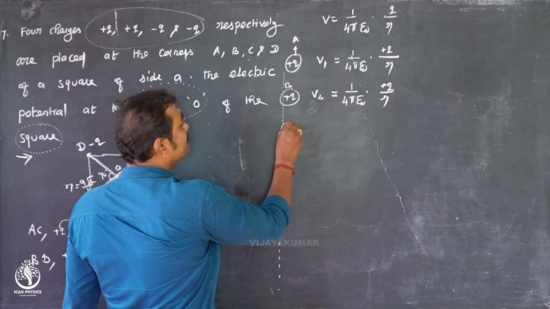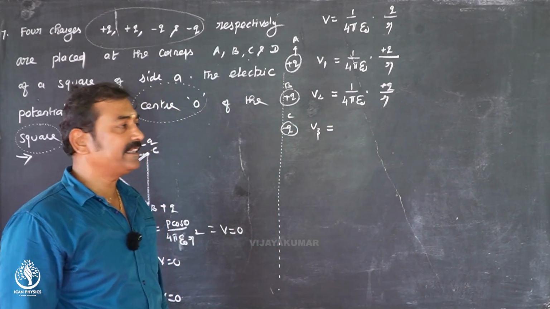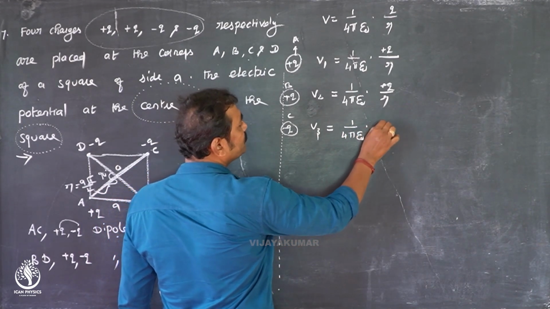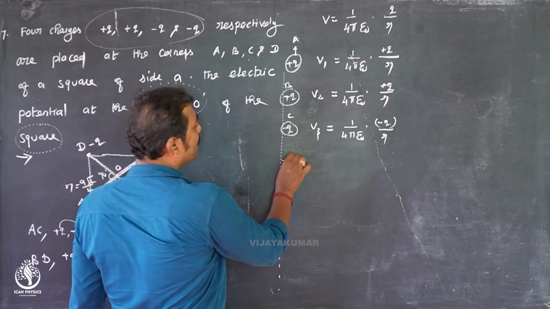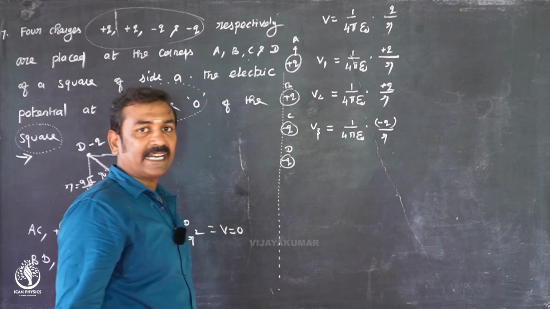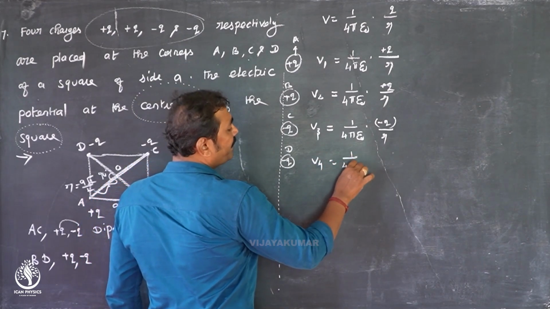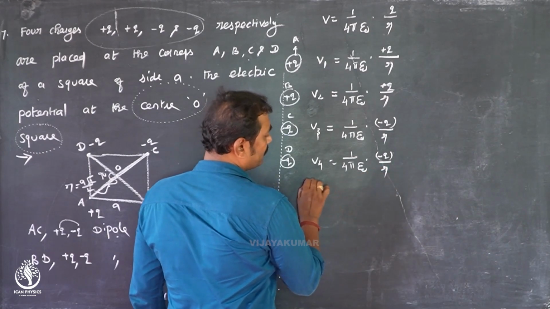The charge -Q placed at C produces the potential V3, that is 1 by 4 pi epsilon 0 times -Q by r. Another charge -Q is placed at D, so V4 equals 1 by 4 pi epsilon 0 times -Q by r.